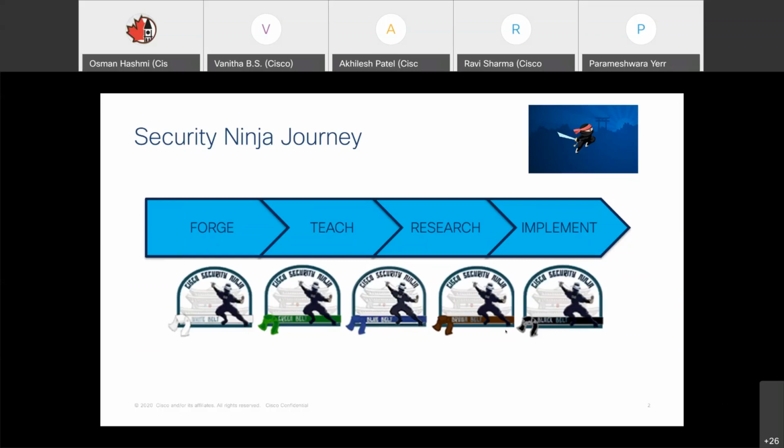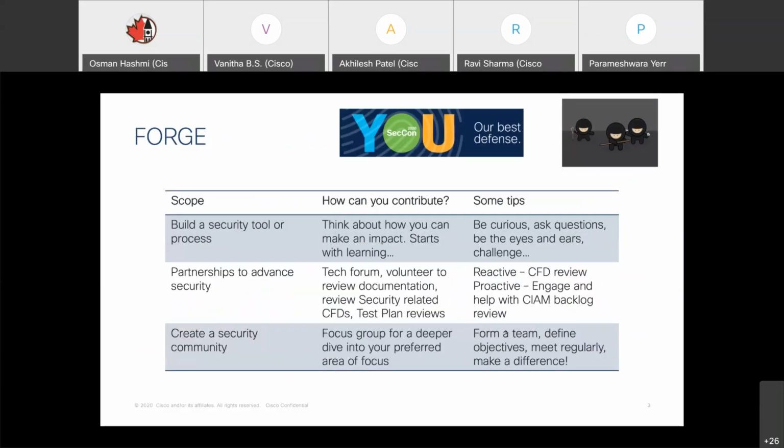The 4 pillars that we are looking at are forge, teach, research, and implement, because these are all broken down into various components where you can go and get credit, and that is used as your belt advancement credit. So when we look at the first bullet, which is Forge, this is one of the fundamental pillars of our security journey.